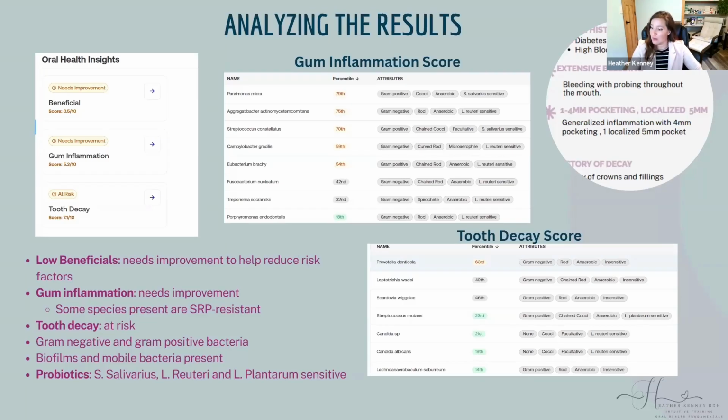Her tooth decay score was Prevotella denticola. Strep mutans is in there. Candida is in there. Candida is in every single test. It's a commensal. It's under 20%.